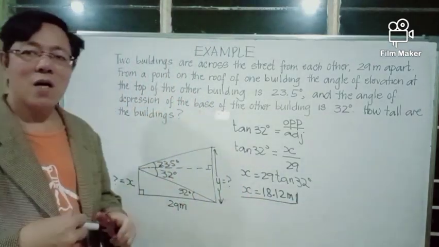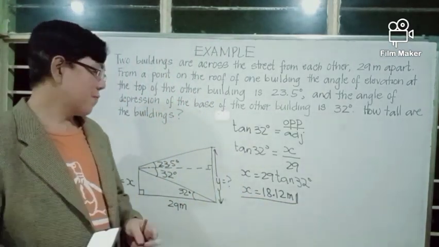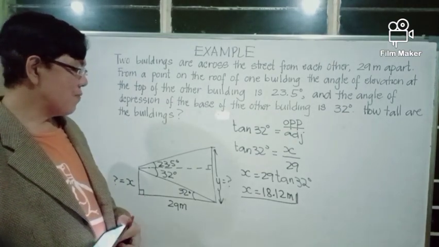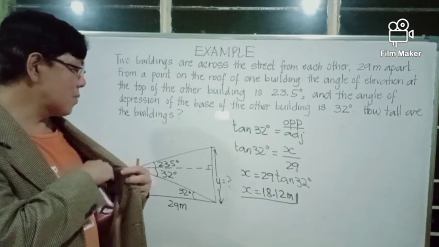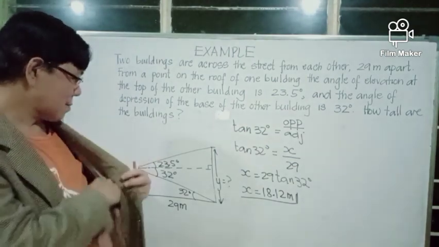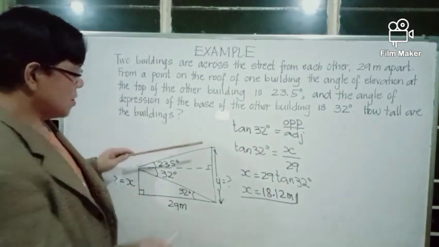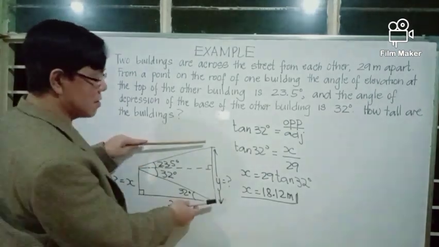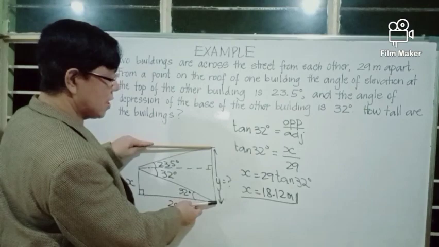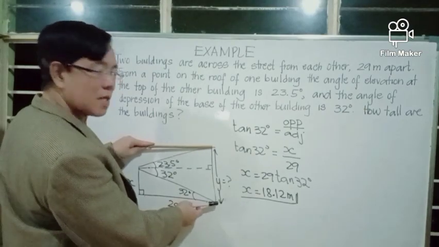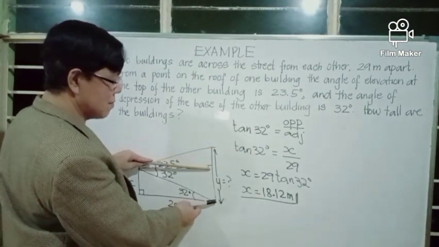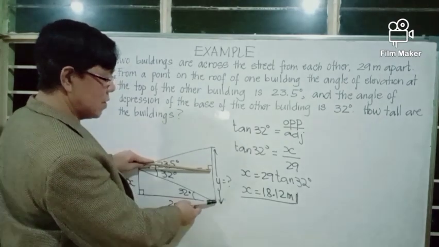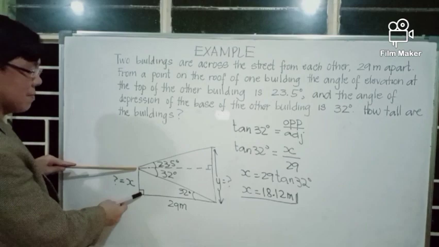That's the height of the first building. Now, we find the height of the taller building, which is y. And you can see that this height of the taller building is equal to this. Y is equal to this, which is x.